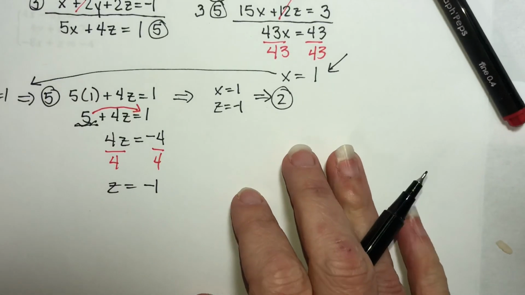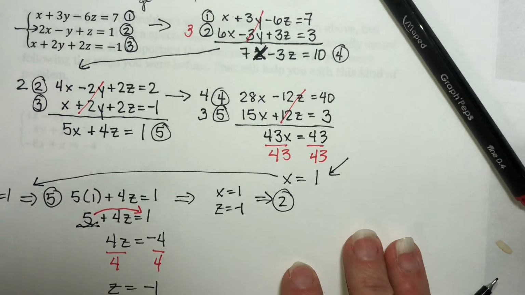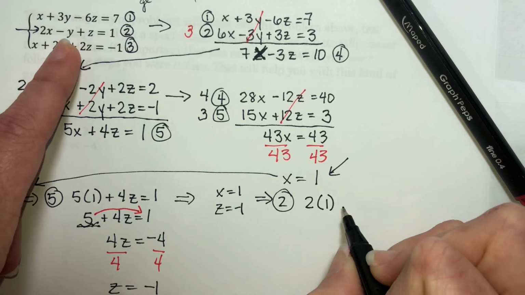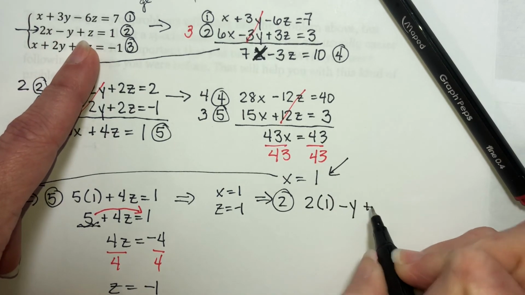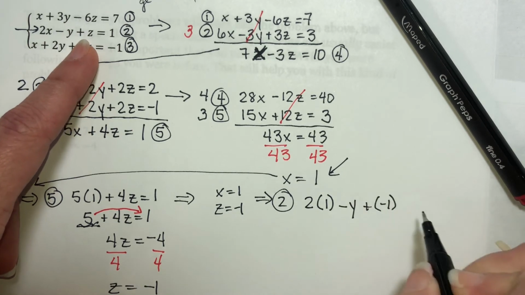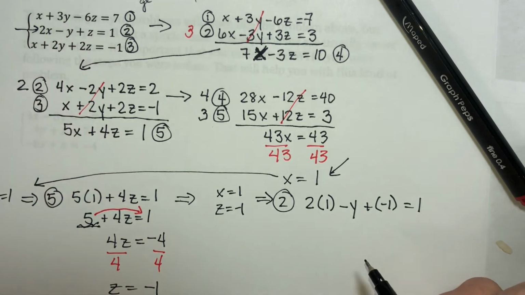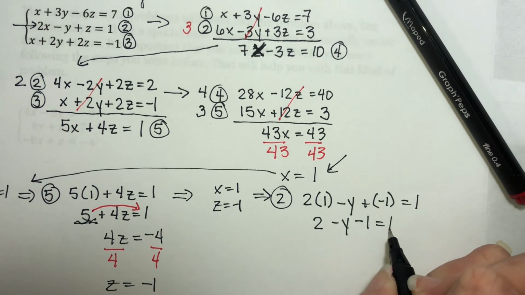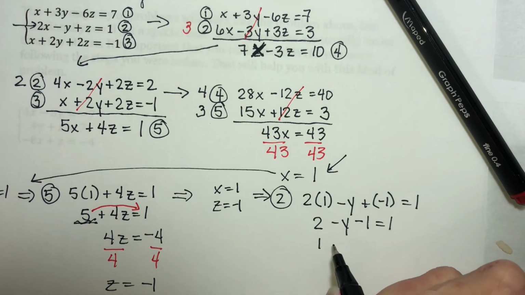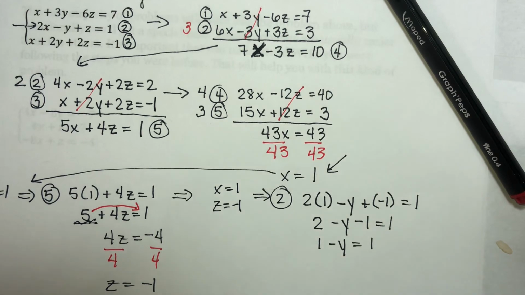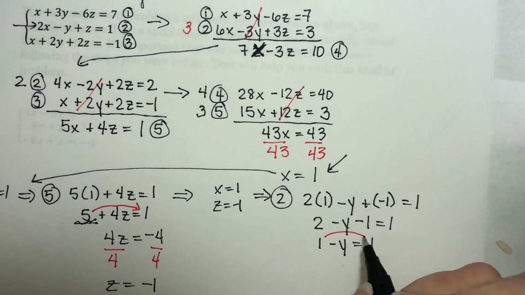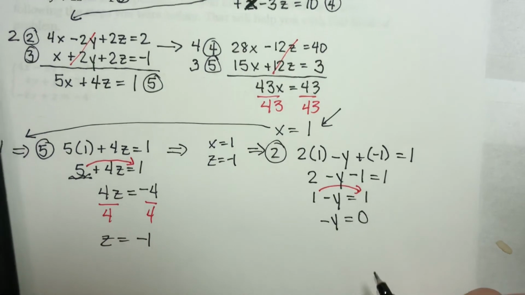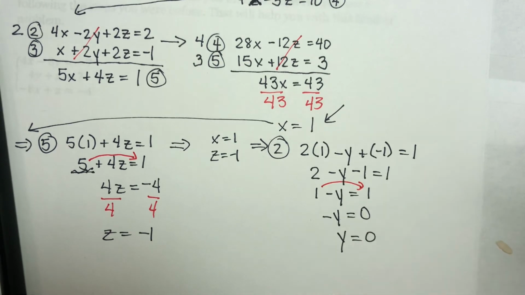Okay, so see if I can get all this on the screen. Okay, equation 2 would be 2 times x, which is 1, minus y, plus z, which is negative 1, and this needs to equal 1. Okay, so I have 2 minus y minus 1 is equal to 1. Combine like terms, and I get 1 minus y is equal to 1. If we subtract 1 from both sides, we get negative y equals 0, and then change the sign on each side, which is y equal to 0.